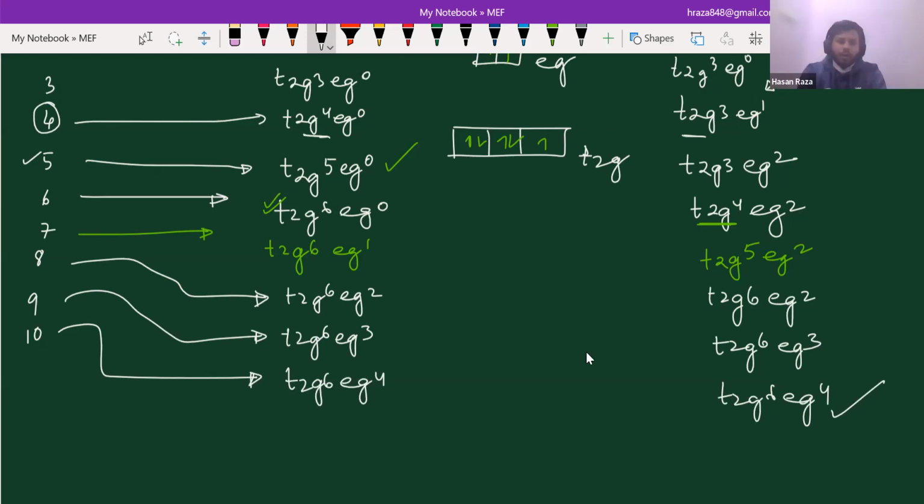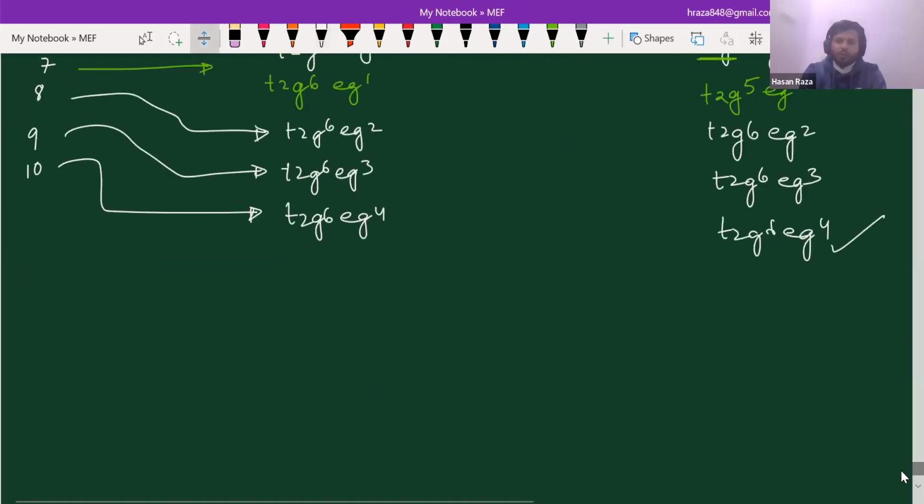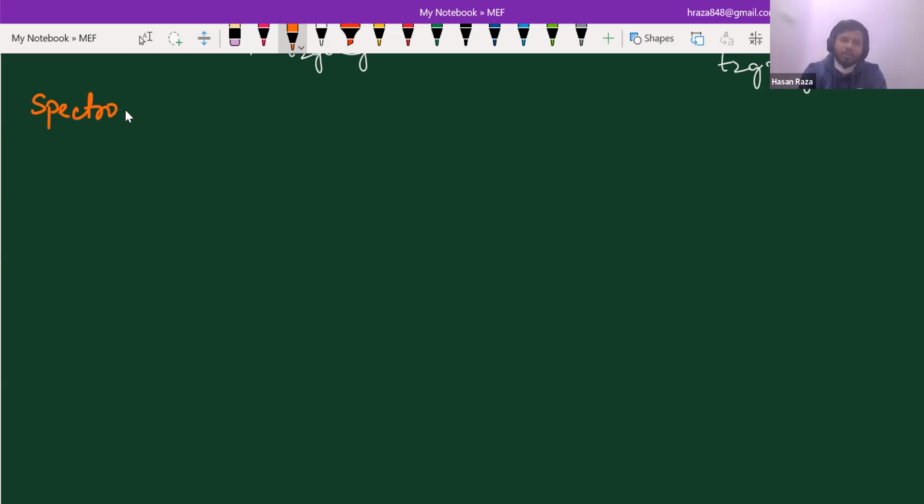Now you are going to write the spectrochemical series, which one is more strong, which one is less strong, that is, a weak field or a strong field ligand. So here it is, the spectrochemical series. Write with me.